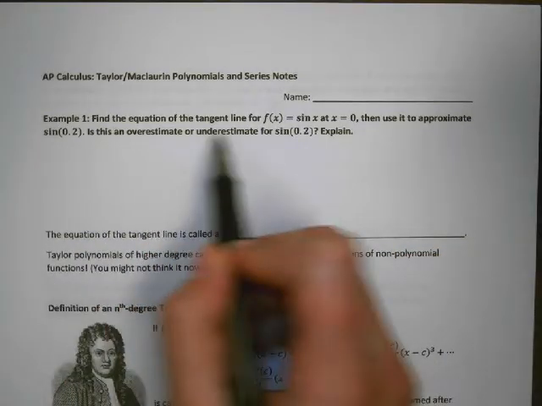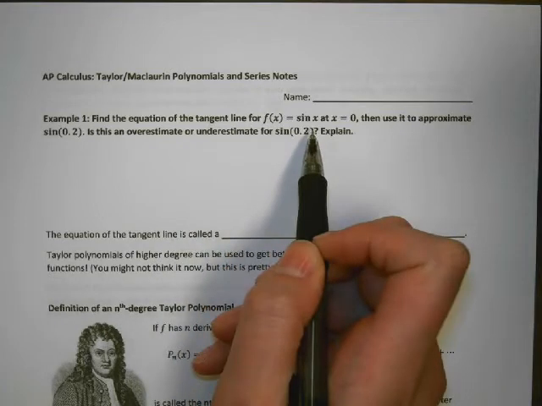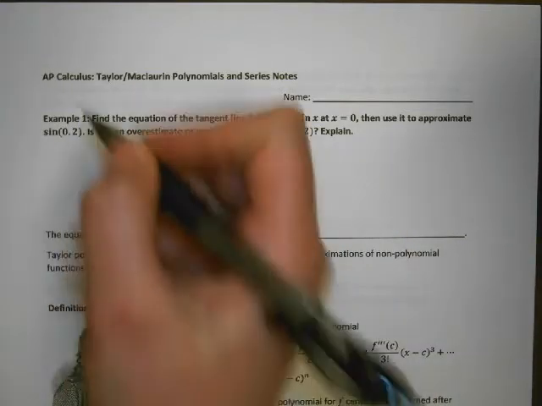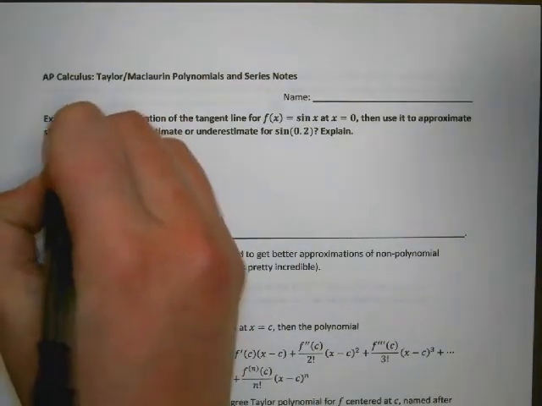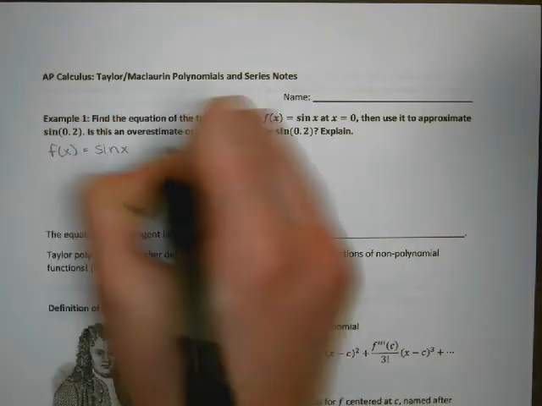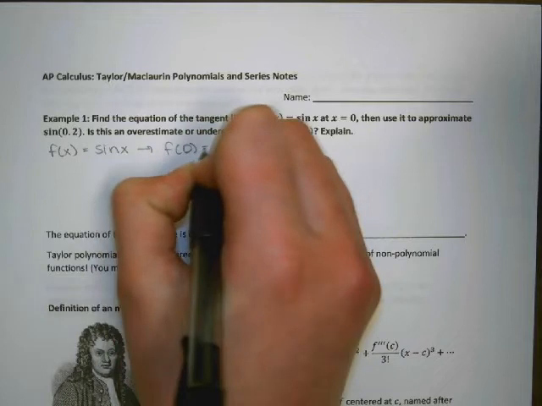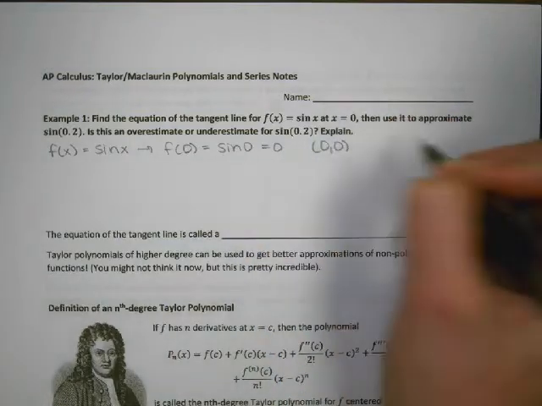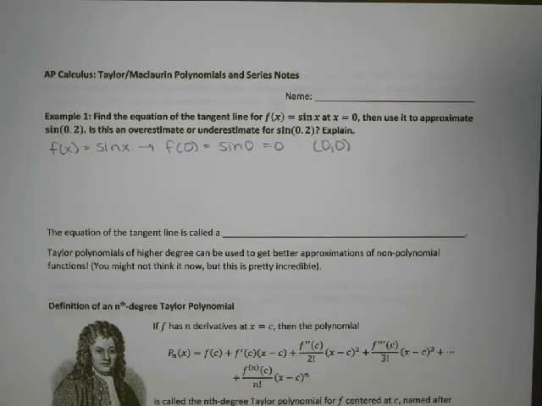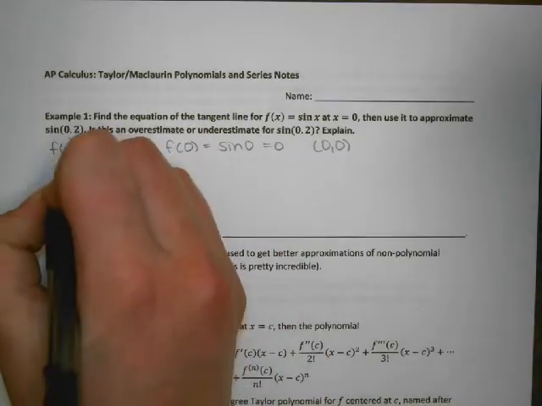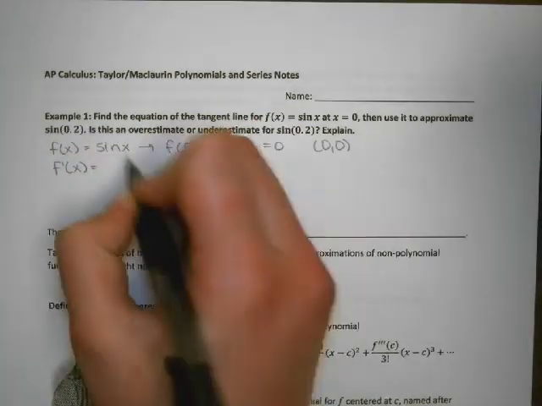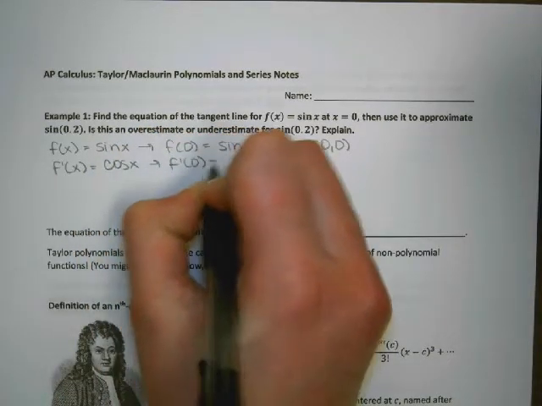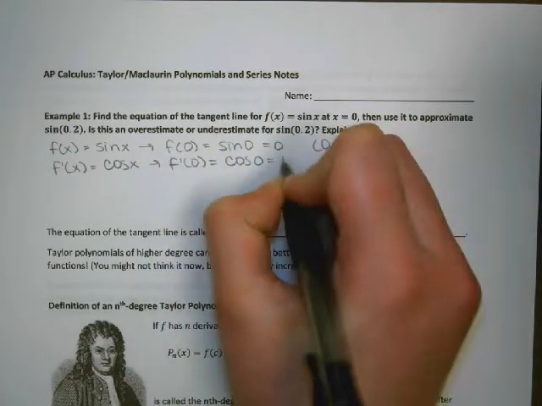They're going to ask us to find the equation of the tangent line for the function f of x is sine x at x equals 0, and then use it to approximate a value of sine. So if f of x is sine x, then f of 0 is sine of 0, which is 0. That means the point we're finding the tangent line for is the point (0, 0). The derivative of sine is just cos, and if I evaluate the first derivative at 0, cos of 0 is 1.